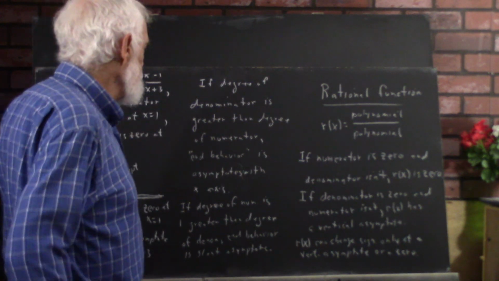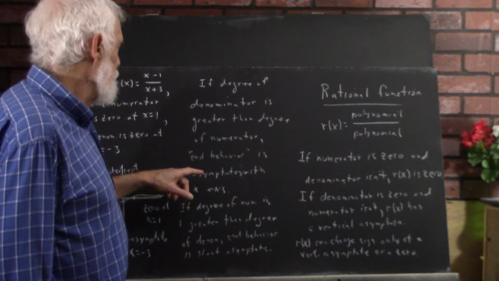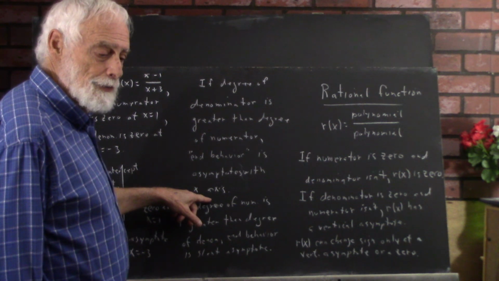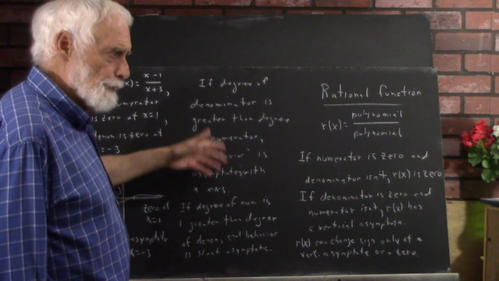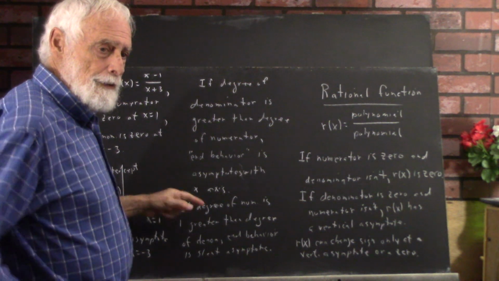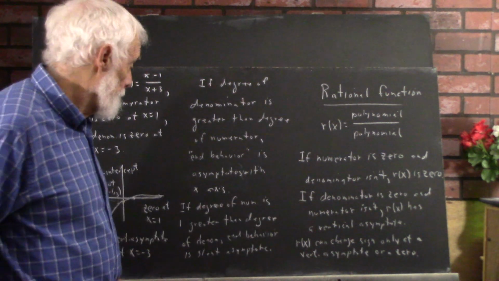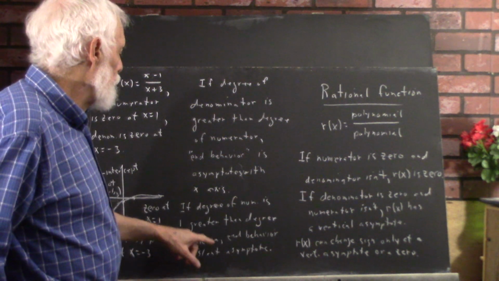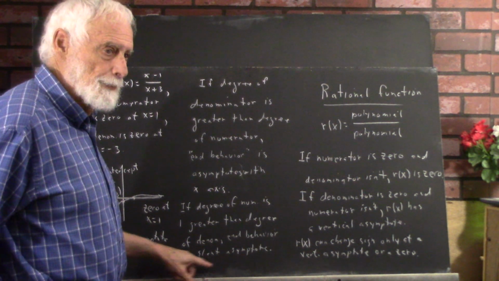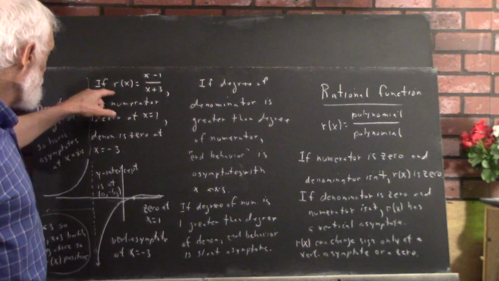Okay. If the degree of the denominator is greater than the degree of the numerator, then the end behavior is that the graph is asymptotic to the x-axis, meaning that the graph is going to approach the x-axis on both ends. If the degree of the numerator is 1 greater than the degree of the denominator, the end behavior is what we call a slant asymptote, and we'll demonstrate that in the next example. But we're going to start out with this example.